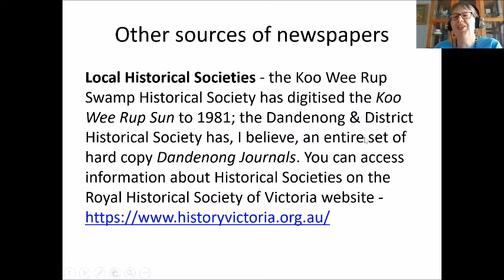Local history societies are a great source of newspapers. At the Koo Wee Rup Swamp Historical Society, we've digitised the Koo Wee Rup Sun up to 1981, and most of that is not on Trove. The Dandenong District Historical Society has, I believe, an entire set of hard copy Dandenong journals, most of which are not on Trove either. You can access information about historical societies on the Royal Historical Society of Victoria website, which I'll show you in a minute, but I don't want to flick back between screens because it's a bit nerve-wracking. So local historical societies are a good source of newspapers.